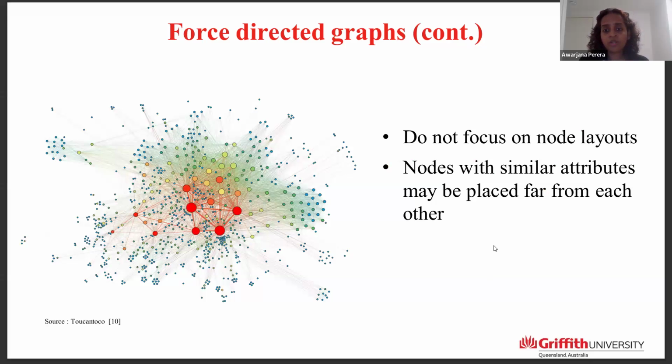Talking more about force-directed graphs, these graphs are mainly focused on keeping the graph clear. They do not focus mainly on the node layouts, like where nodes are positioned. Due to this, nodes with similar attributes or similar values may be placed far apart from each other.